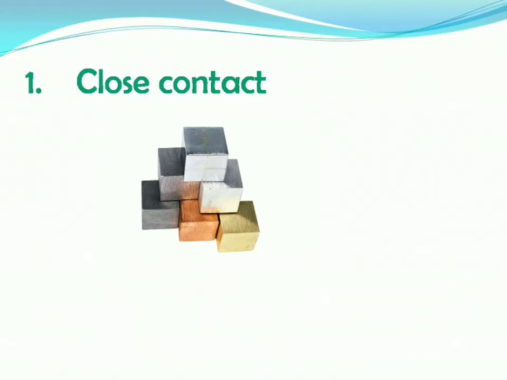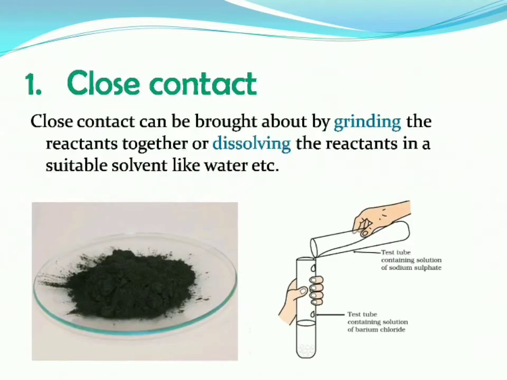So this is very clear that a chemical reaction occurs when substances are brought in close contact with each other. You may see here that only one face of a solid can come in contact with another. So in such cases, close contact can be brought about by grinding the reactants together or dissolving the reactants in a suitable solvent. Because by grinding, the substance will come into powdered form and it will become easy to mix them. And due to the formation of solution, molecules start to move freely in it, which makes it easy to react.